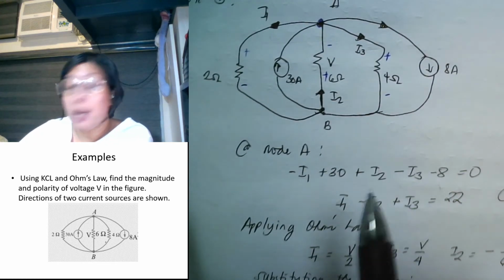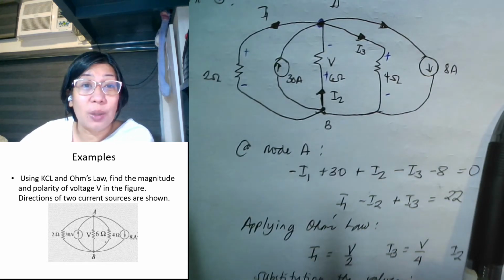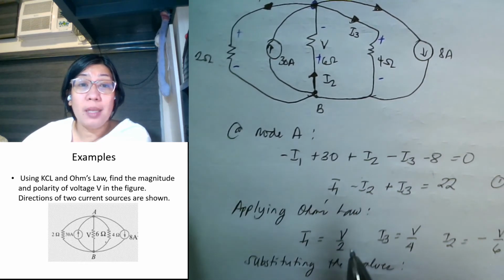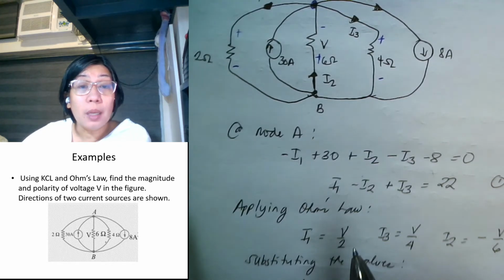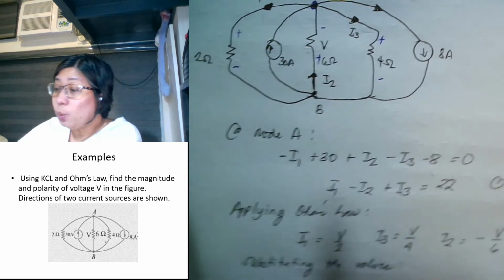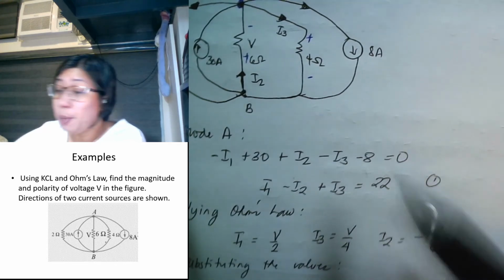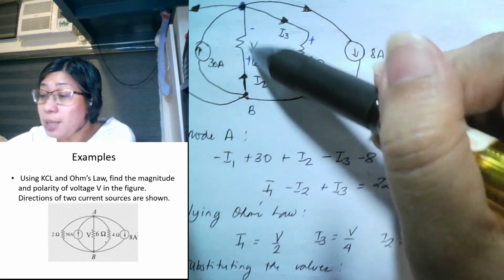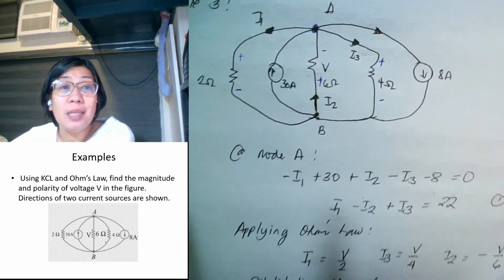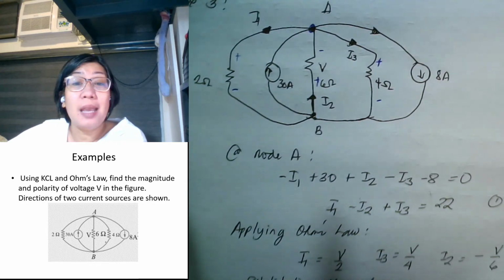So, since they are in parallel, that means my V here are constant. So, therefore, I1 is equal to V over 2, I3 is equal to V over 4, and I2 is equal to negative V over 6. So, why negative V over 6? Because based on my direction, this is minus plus, and this is plus minus, this is plus minus. But this is minus plus. So, therefore, I have there negative V.